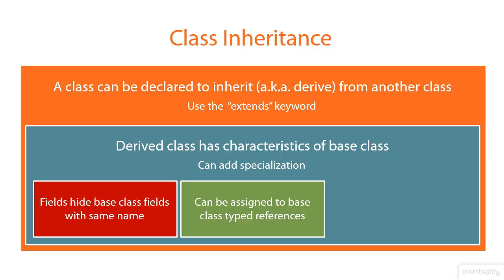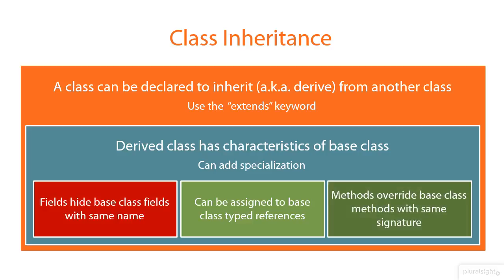Now, when we work with methods, it's a little different. Methods can override base class methods. If you have a derived class with a method with the same signature as a base class method, it will override it. Remember, the signature means it has the same name and the same parameter list. Let's see how overriding differs from hiding.